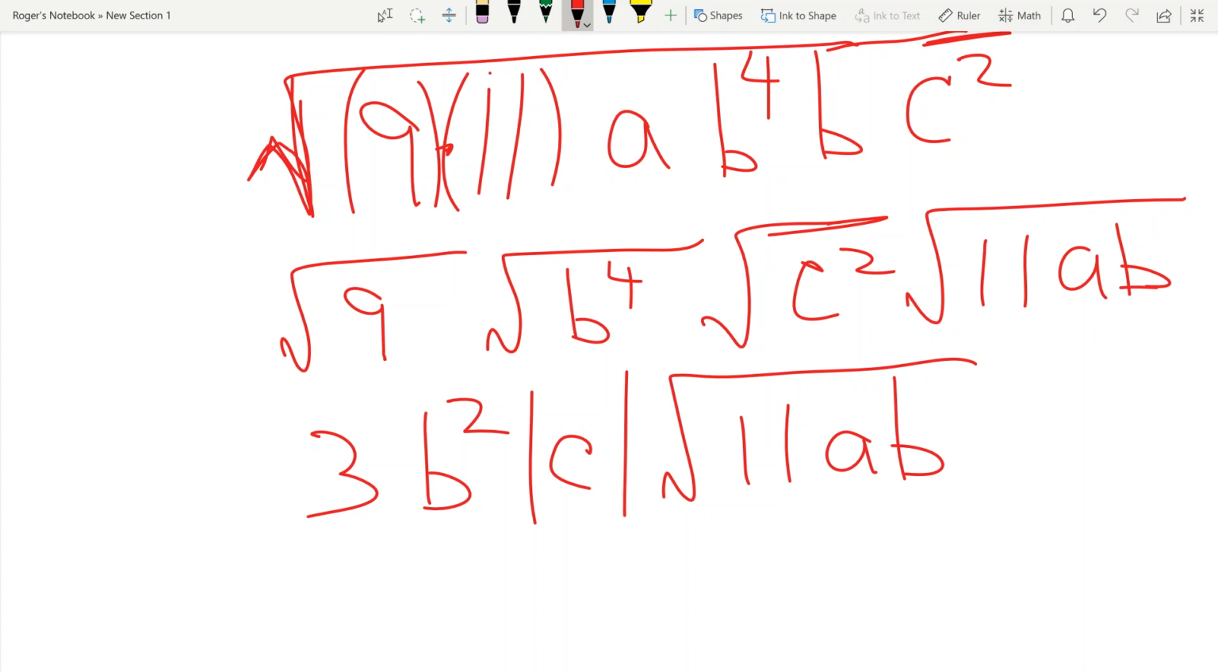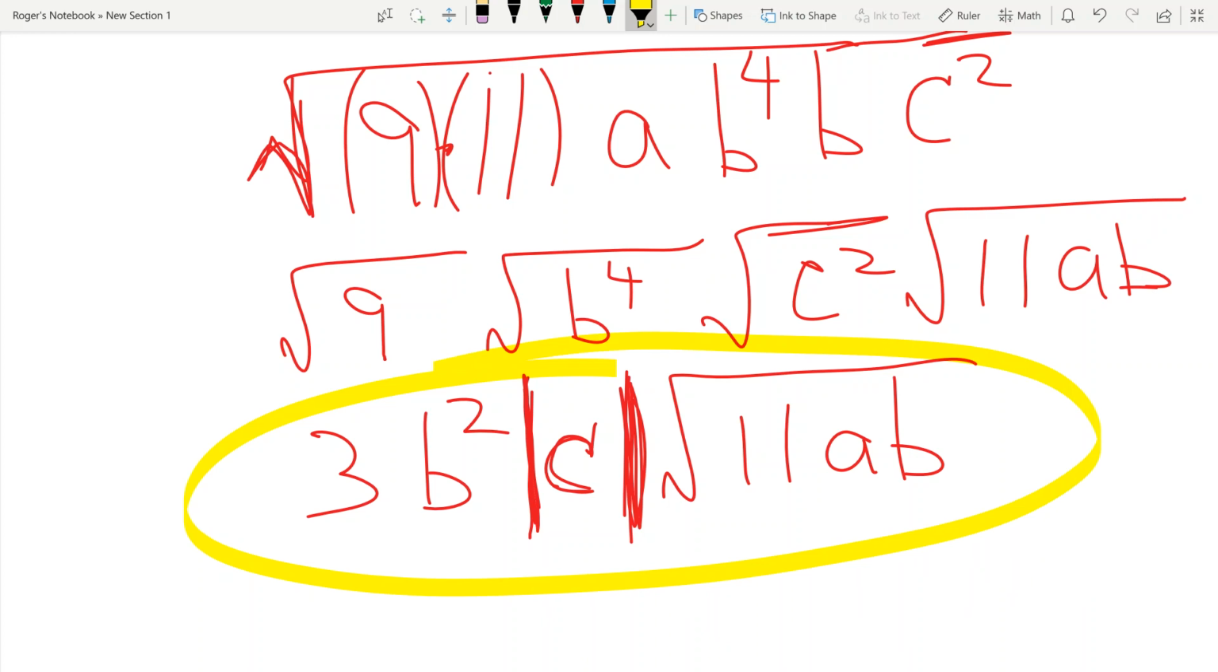You may wonder, is that really simplified? It looks just about as complicated. Well, in any event, this is the simplified form. The catch here was that it's the absolute value of c. That's the tricky part in this problem. So I hope that makes sense to you. We won't be doing too many like that, so hopefully you won't find it too confusing. So that's our simplified form. Let's move on to another example.